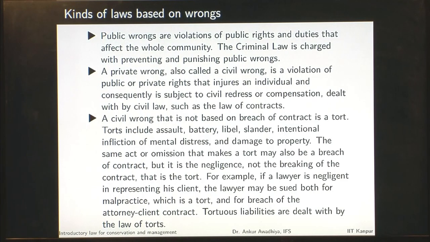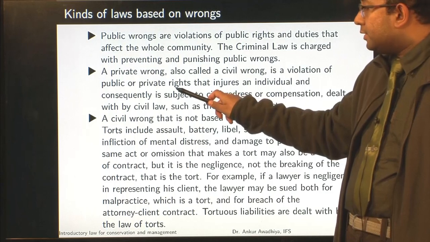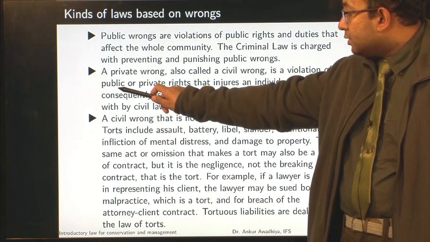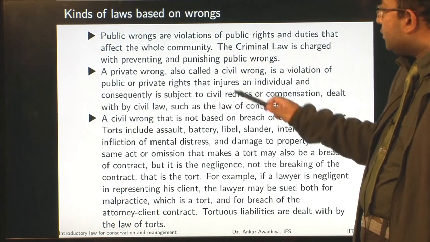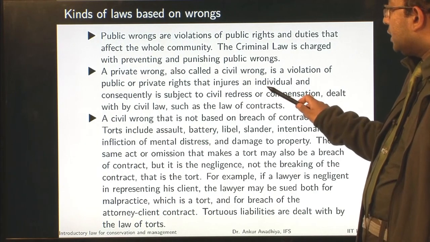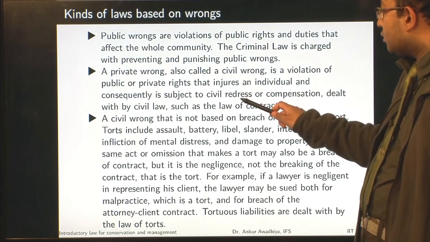A private wrong, also called a civil wrong, is a violation of public or private rights that injures an individual and consequently is subject to civil redress or compensation dealt with by civil law, such as the law of contracts. So, a private wrong or a civil wrong may be a violation of public or private rights. So, you also have public rights here. But here we are not talking about injury to the community, but injury to a person, injury to an individual. And this injury is subject to civil redress or compensation.